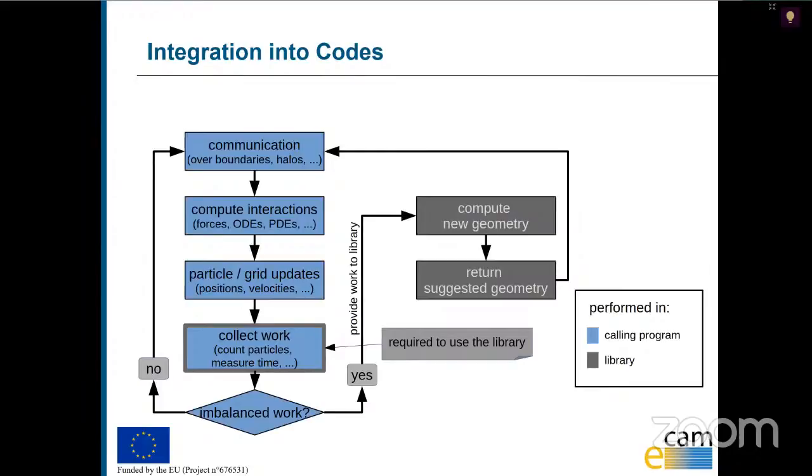The library then would compute a new geometry and return the suggested geometry to the code so that you could update the geometry of your domain decomposition, communicate the particles into the updated locations together with the usual communication you are doing, and then continue with the normal simulation run.